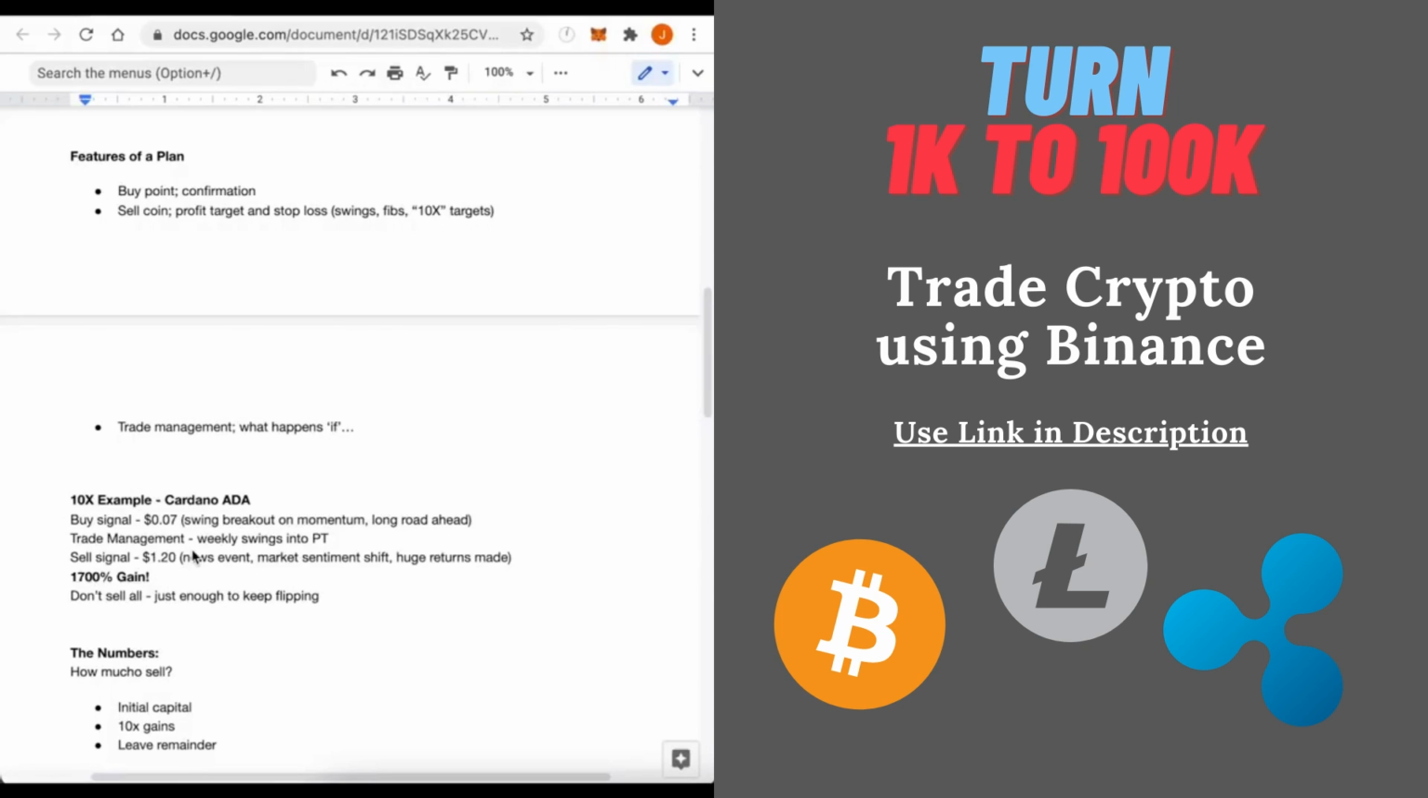These are the sorts of questions that you've got to ask yourself and include into your plan, because there is not one strategy or solution to all of it. I'm just going to talk about one example here and what has happened on Cardano and what we can look at moving forward as well. So let's look at our 10x example being Cardano ADA.